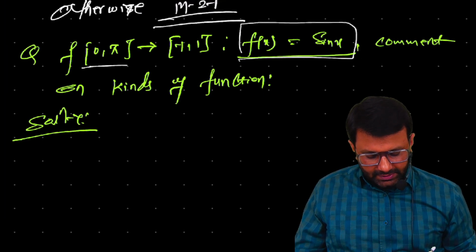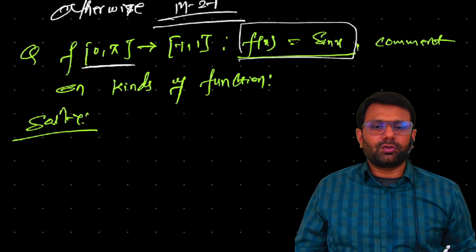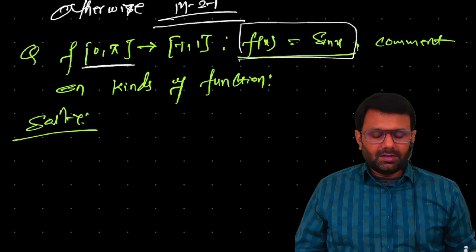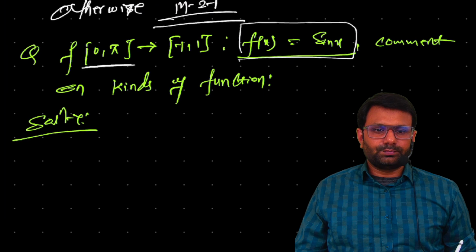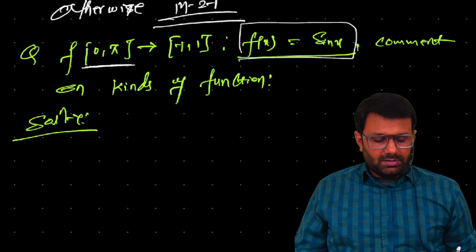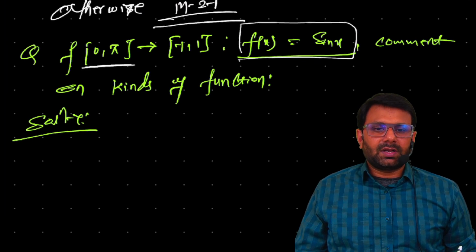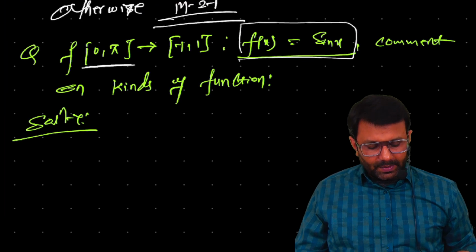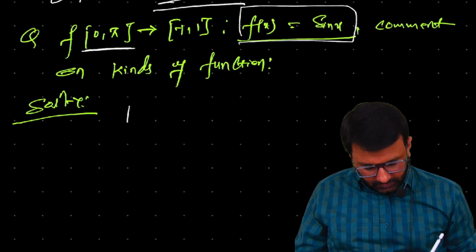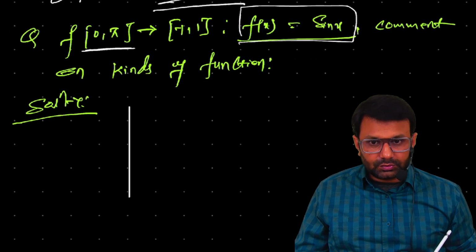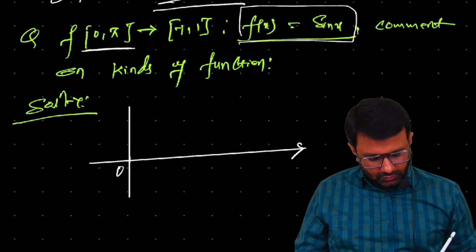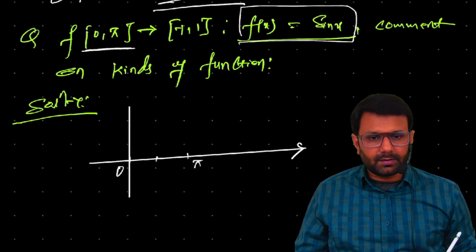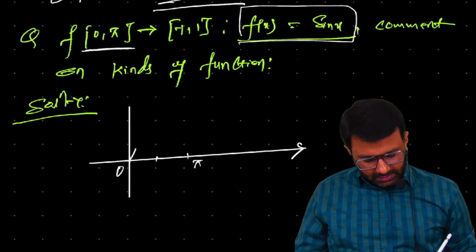This side tells me from where to where I have to draw the graph, 0 to pi. So the domain of this function is 0 to pi only, yes or no? So I have to draw the graph of f(x) equal to sin x from 0 to pi. Now tell me what the graph will be. This is 0, this is pi by 2, this is pi. So from 0 to pi, what is the graph of sin x?